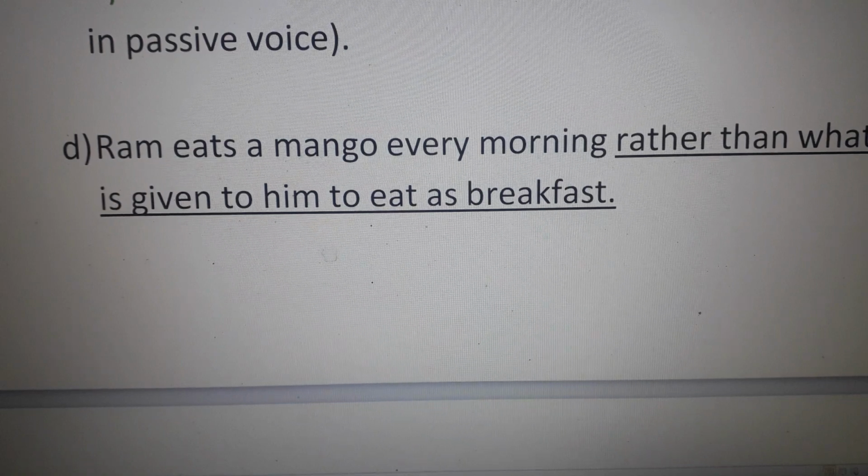Ram eats a mango every morning rather than what is given to him as a breakfast. Here the preposition rather than is taking a what clause as its complement. इसका हिंदी मीनिंग होगा राम खाता है एक आम हर सुबह के बजाय उसके जो उसे दिया जाता है खाने के लिए ब्रेकफास्ट के रूप में.